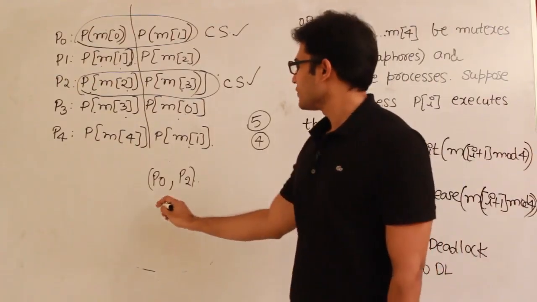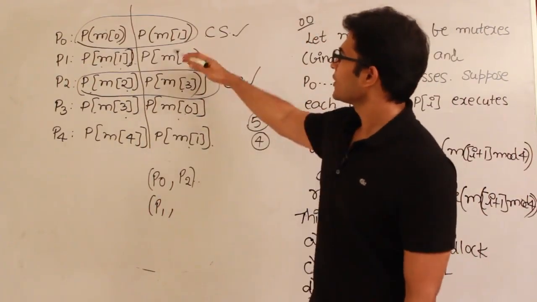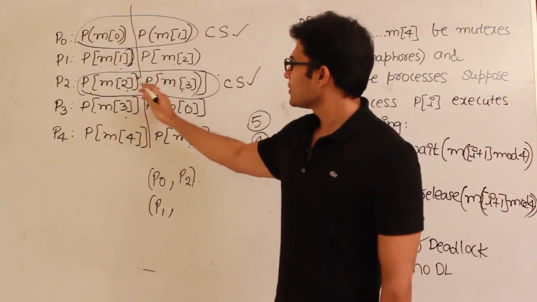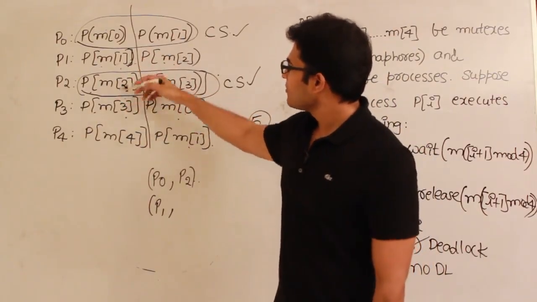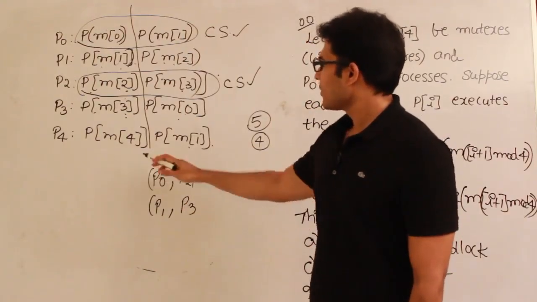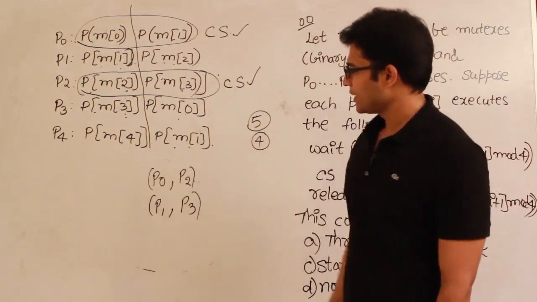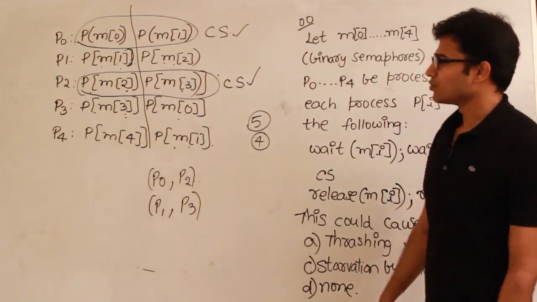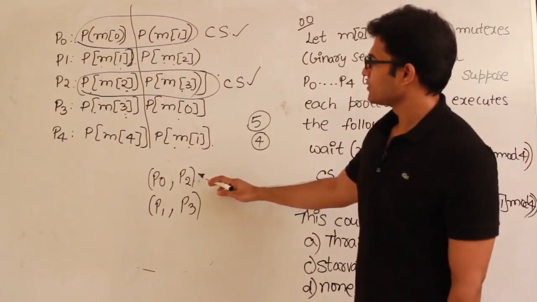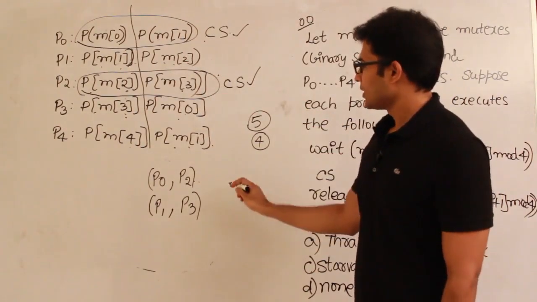Now assume that P1 is in the critical section, and let's see what happens. If P1 is in the critical section, then P0 cannot be there because there is a conflict here, and P2 cannot be there because there is a conflict here, and P3 can be there, right? So P1 and P3 can be there, but then P4 cannot be there because there is a conflict. So if you go on writing like this, I think you'll get only 2, right? Or if you want to extend it, P0 is over, P2 is over, P1 is over, P3 is over. Let's see P4.